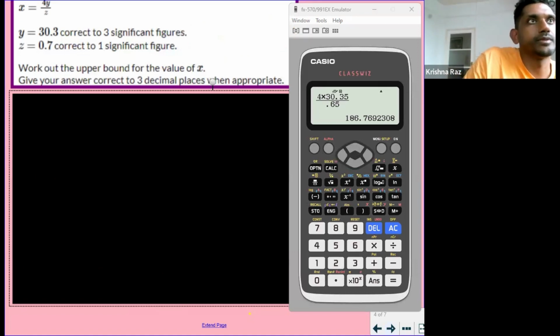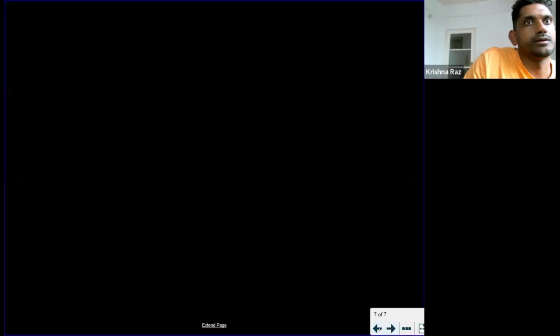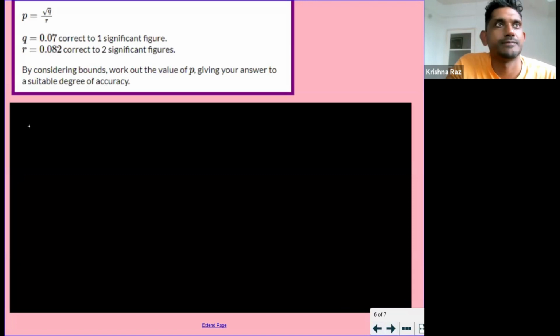last one. This next one is often worth 5 marks, yeah? And the difference here is it doesn't ask us for an upper bound or a lower bound. It says by considering bounds, round it to a suitable degree of accuracy. So what that means is we need to find both. Yeah, the first step to do is find both. So when it says considering bounds, you need to consider them. So find the upper bound and the lower bound.